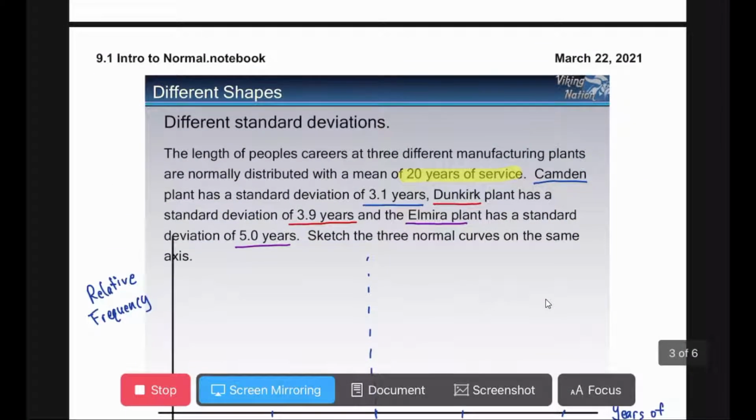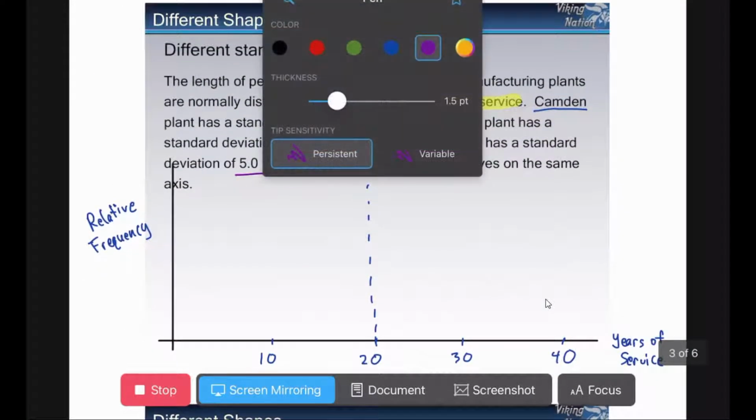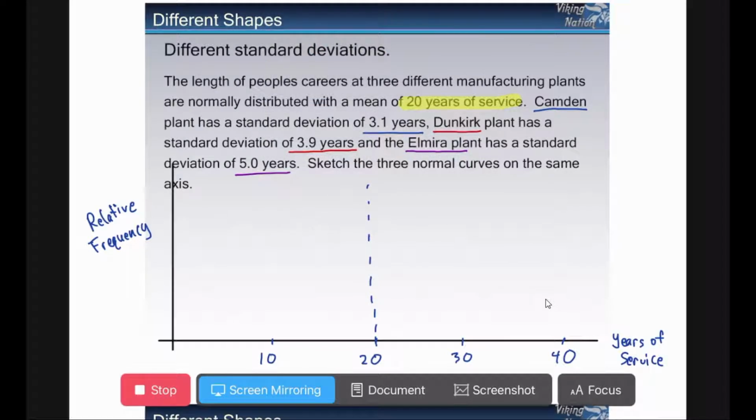We just said we're going to have a standard deviation of 3.1 years for the Camden plant. 15. Make this a little more granular. And so we're going to be somewhere around here. So 3.1, so 1 standard deviation is going to be about here and here. And let's sketch our curve. And I'm not completely satisfied with that. We'll make it a little bit higher. All right, something like that.